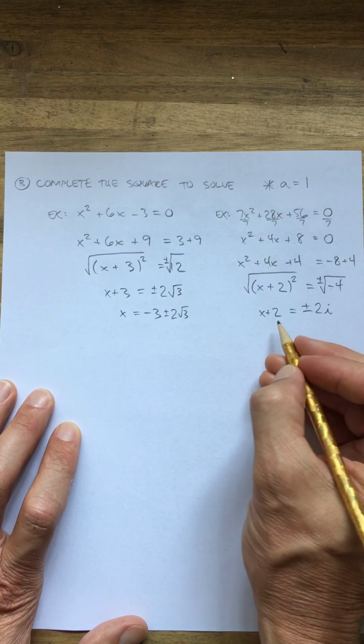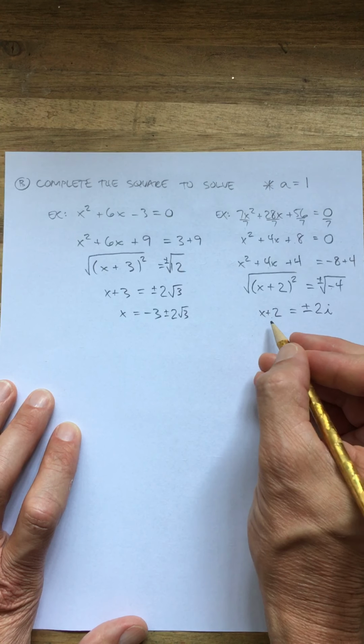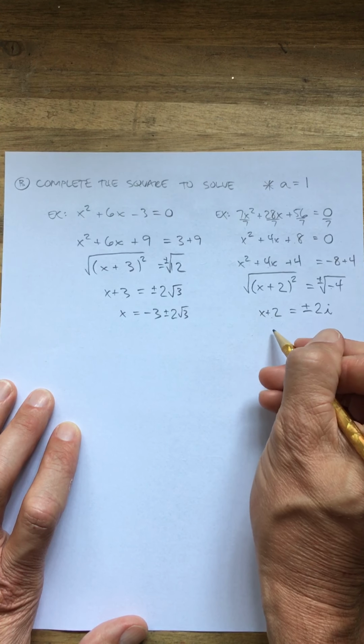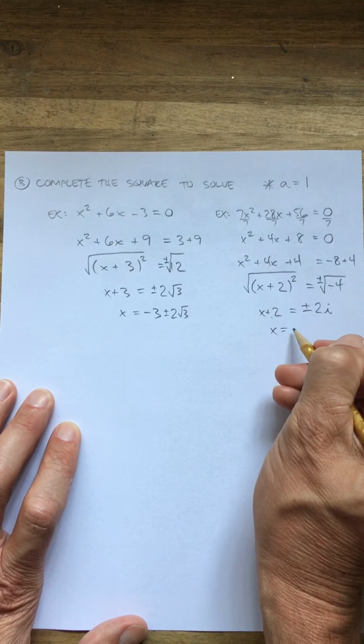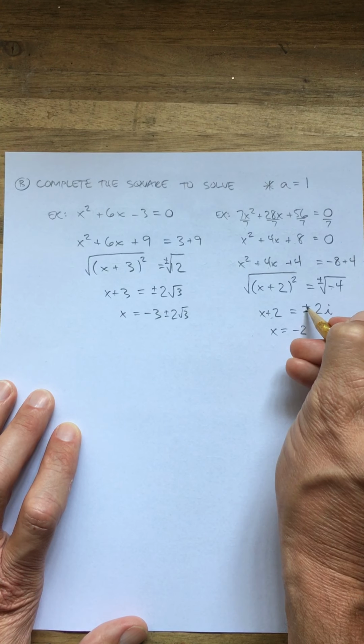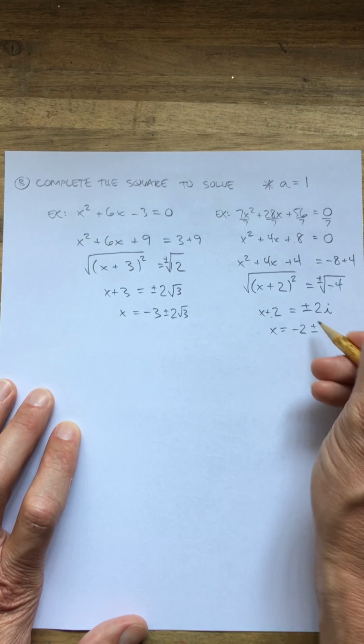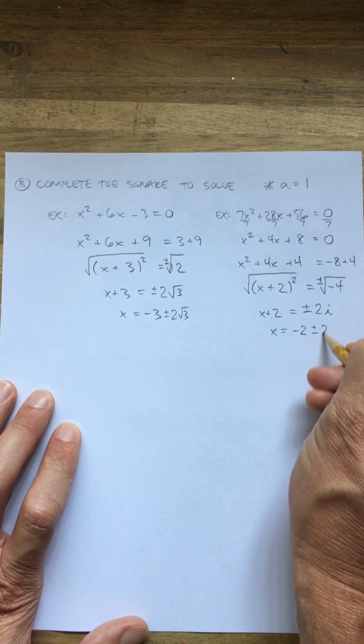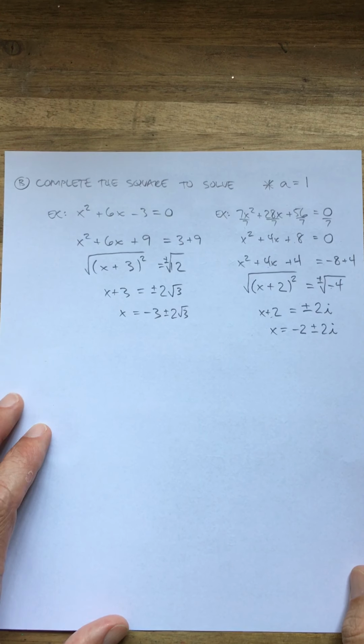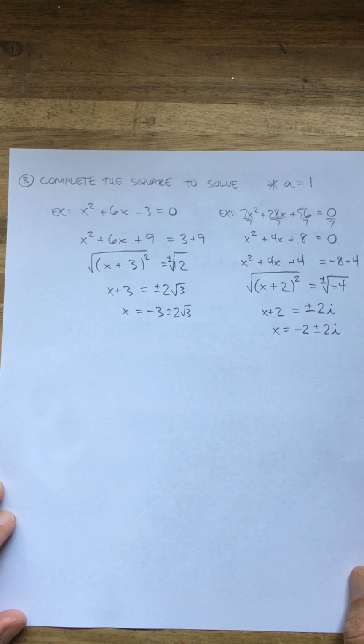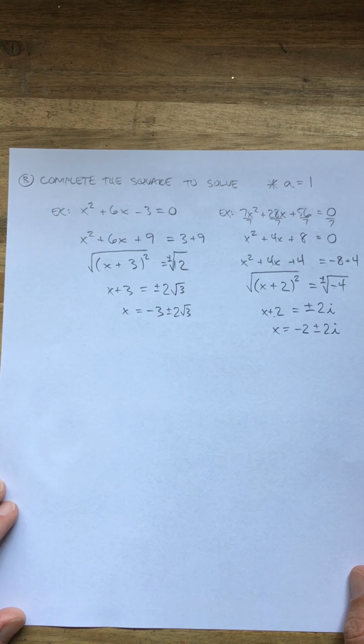Now all I have to do is move that guy over to the other side. So shift it over to the other side. We get x equals, if I move this over, it becomes negative 2. And then I still am adding and subtracting a 2i from that. All right, that's the gist of how those problems go.